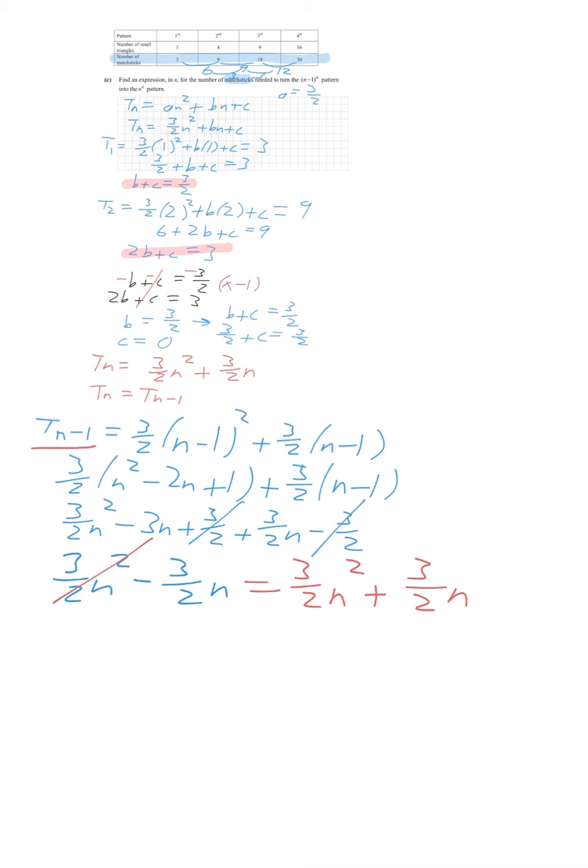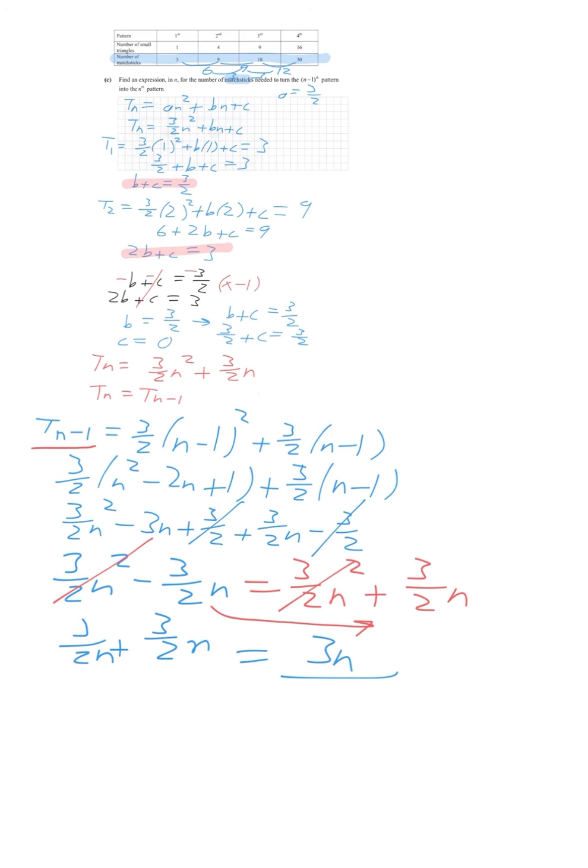So the n squareds will cancel. Let's bring this one over. So we'll have 3 over 2n plus 3 over 2n, sorry, the n's as well, and that will equal 3n. And there's the expression in n. Okay, and there's your answer to that part C.